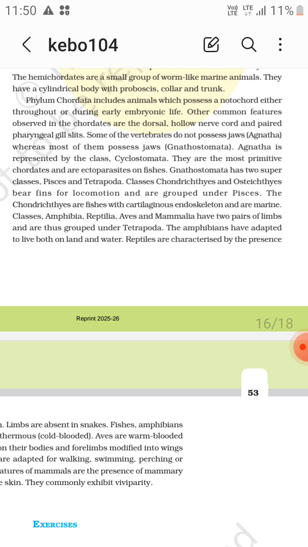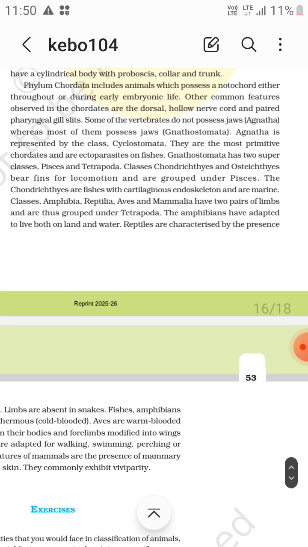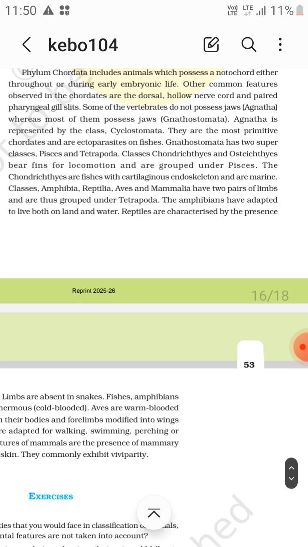Now Gnathostomata, the other division which possesses jaws, has two superclasses, Pisces and Tetrapoda. Pisces are the fishes, and Tetrapoda are the four-limbed animals. Now classes Chondrichthyes and Osteichthyes bear fins for locomotion and are grouped under Pisces. The Chondrichthyes are fishes with cartilaginous endoskeleton and are marine. I repeat this line again: classes Chondrichthyes and Osteichthyes bear fins for locomotion and are grouped under Pisces.